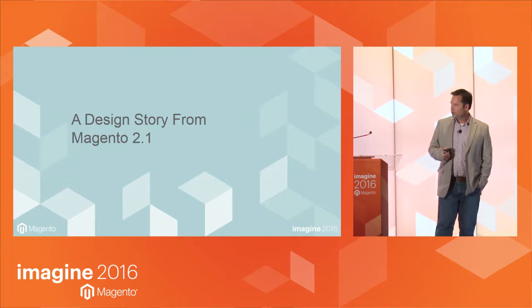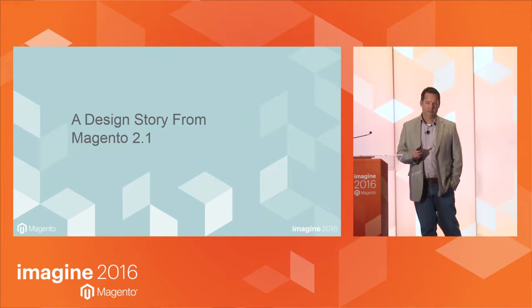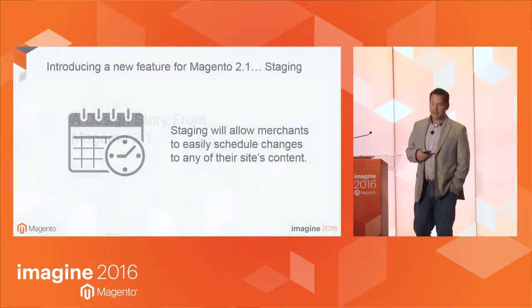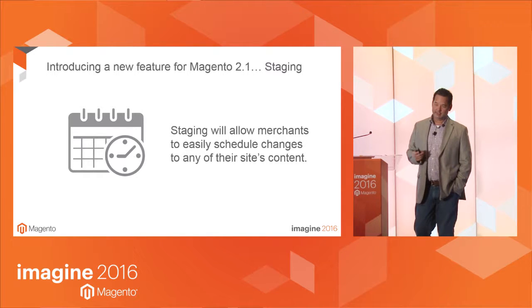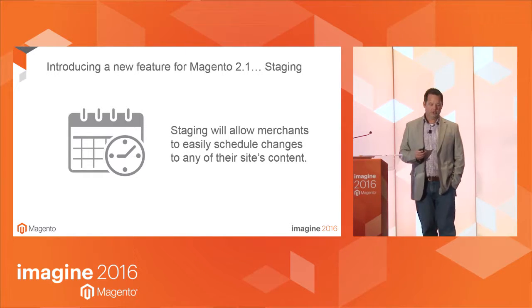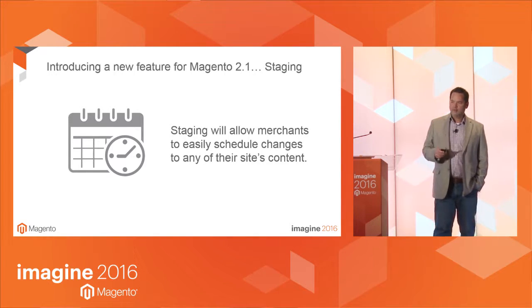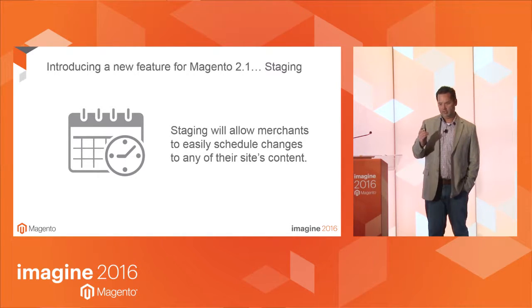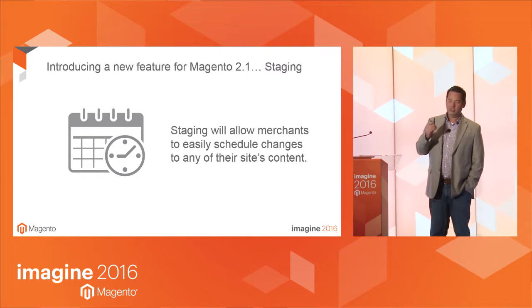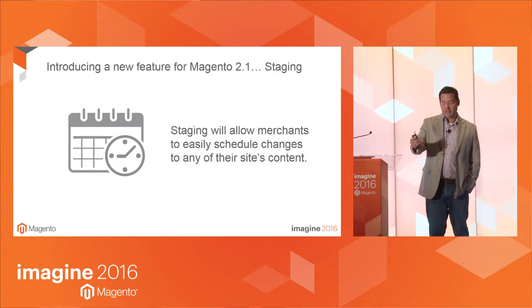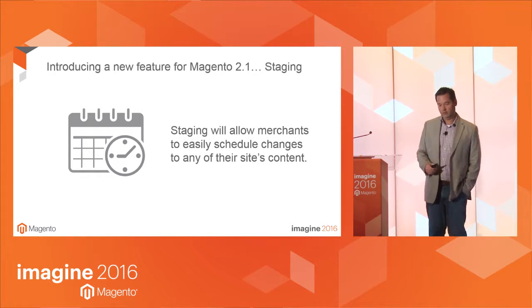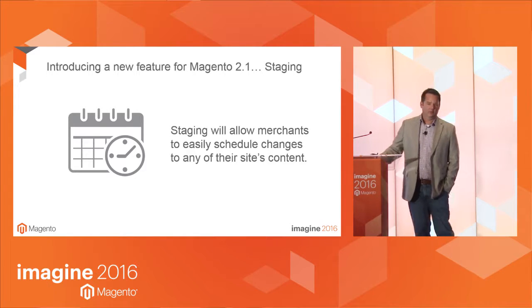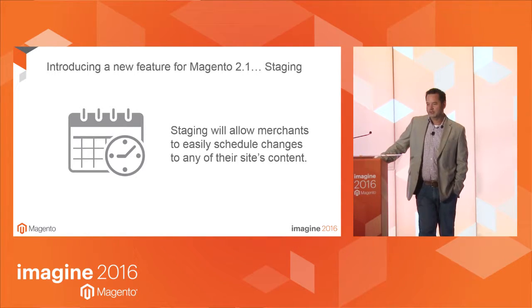So let me share with you a story from the upcoming release of Magento 2.1. My team was asked to design a new feature called staging. What staging allows you to do is schedule updates to the site. Any piece of content, be it a product, a promotion, an image, a content page, category, you can schedule changes to go live at any moment in the future and schedule them to expire at any point in the future. So no more working evenings and weekends unless that's what you enjoy doing. You don't have to stay late now to launch something late.